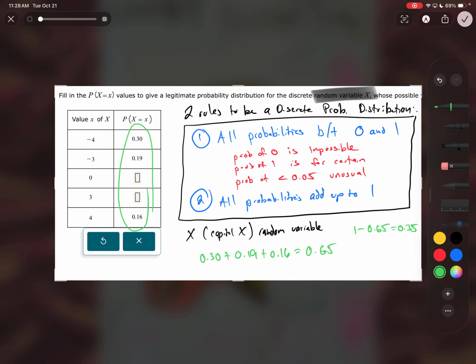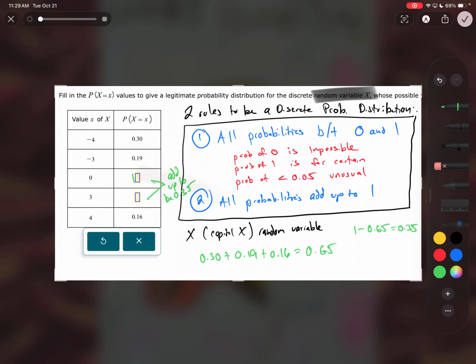Now here's the weird part. These two have to add up to be 0.35. The weird part is it does not matter what you use. They just have to add up to be 0.35. So like I'm going to use 0.10 and 0.25. But you could use anything you want there. Does that make any sense at all?